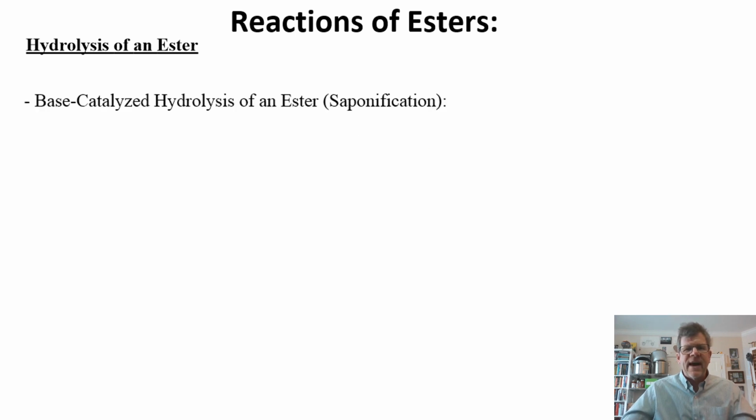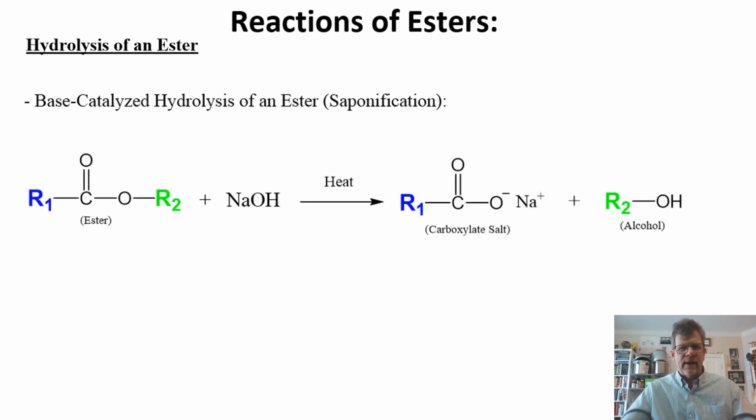The base catalyzed hydrolysis of an ester is also colloquially known as a saponification. For whatever reason, saponification is a term sort of lost to the ages, but it has endured. When we hydrolyze an ester, only the base catalyzed hydrolysis is known as a saponification. And let's look at what the base catalyzed hydrolysis of an ester actually is.